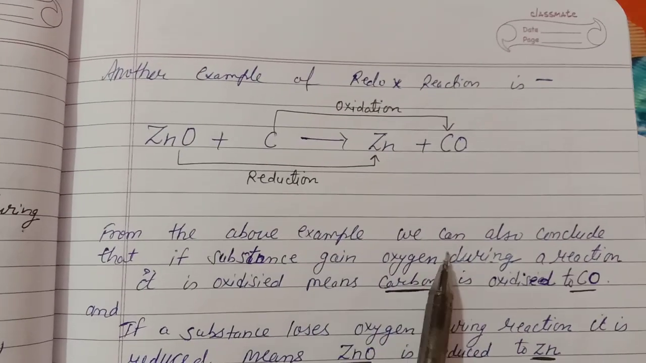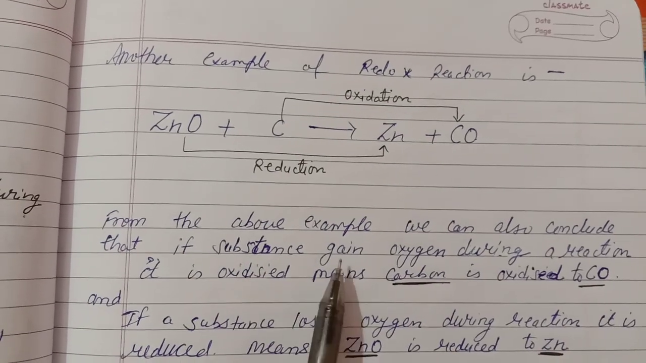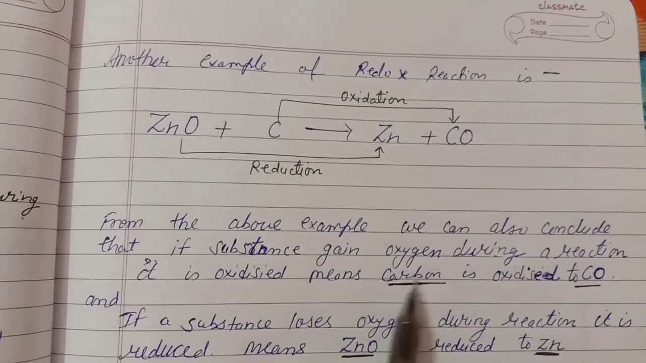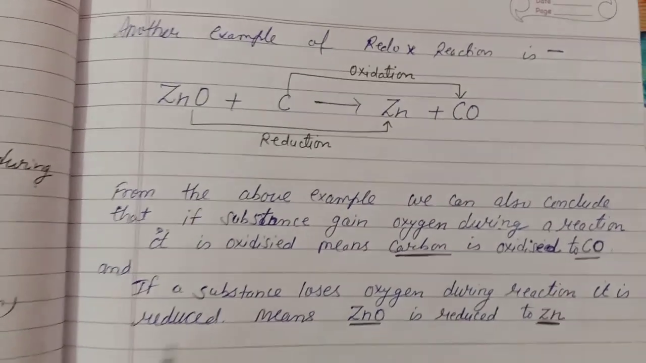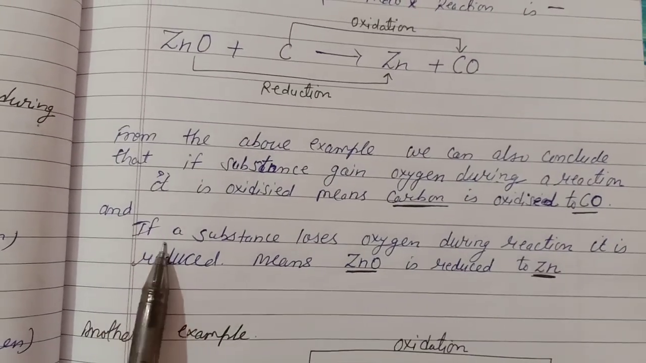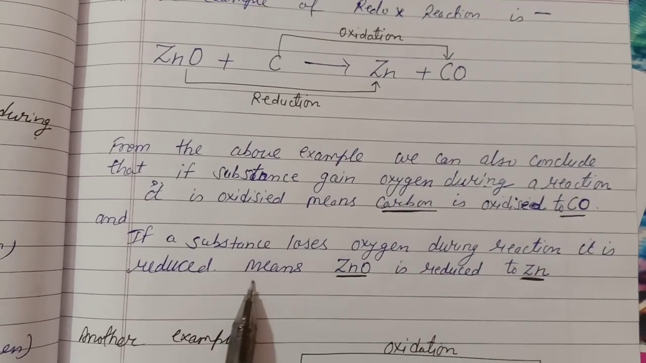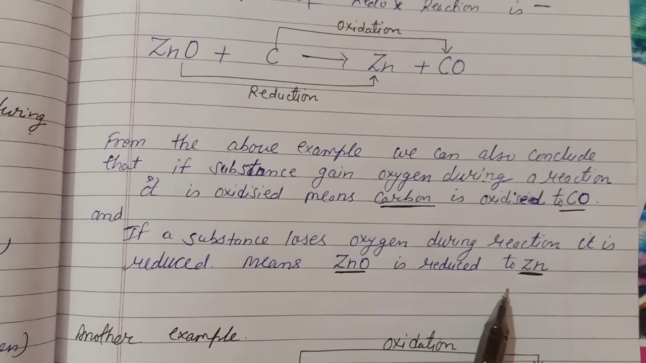From the above example, we can also conclude that if a substance gains oxygen during a reaction, it is oxidized, means carbon is oxidized to CO, carbon monoxide. And if a substance loses oxygen during the reaction, it is reduced, means zinc oxide is reduced to zinc.